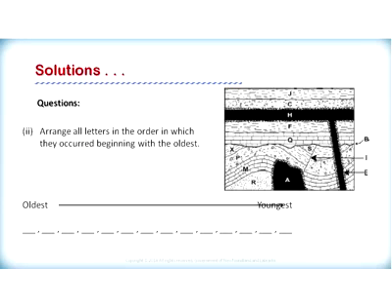When we look at arranging all the letters in the order in which they occurred, beginning with the oldest, we need to go back to our diagram and start from the bottom. Here we notice rock unit R, followed by rock unit M, followed by rock unit P, followed by rock unit X, and finally rock unit S. These rock units were all laid down horizontally at one time and were later folded into a tight fold.